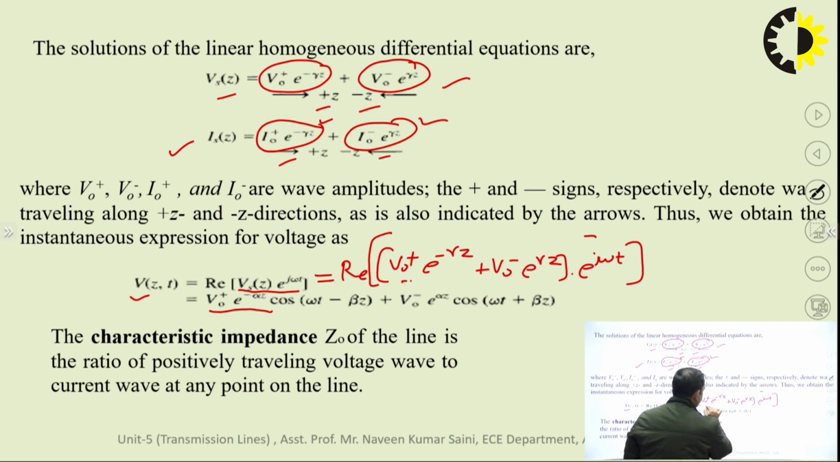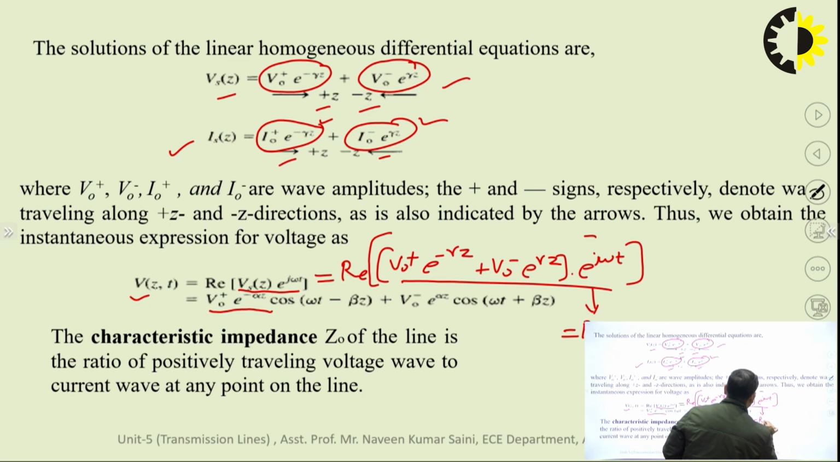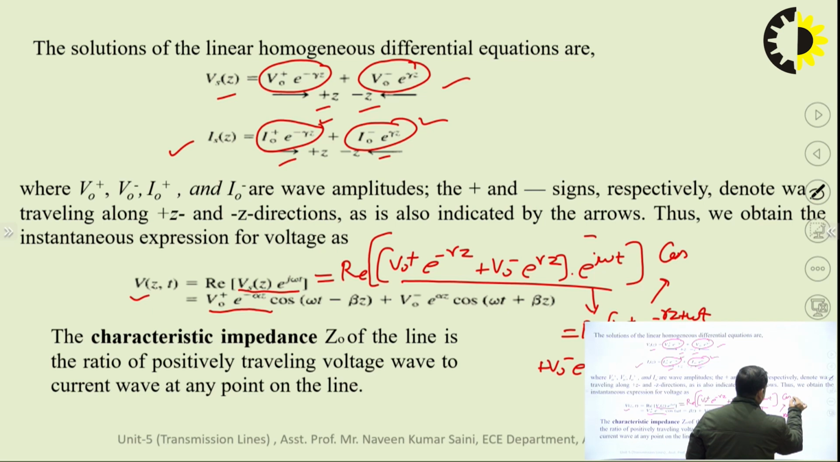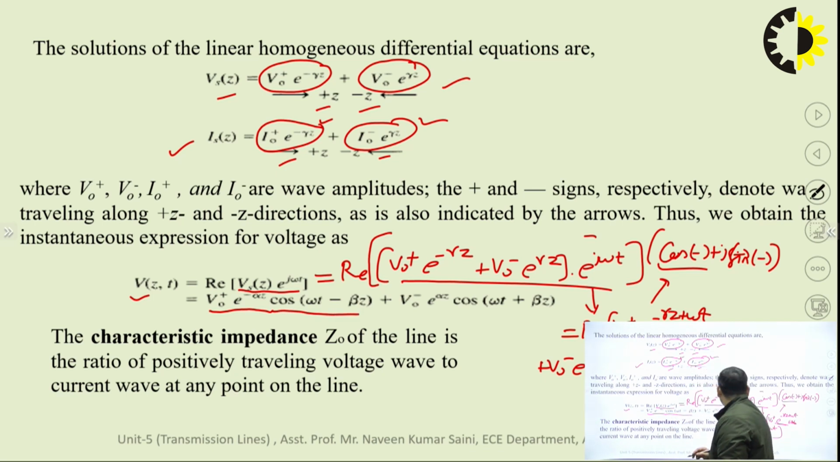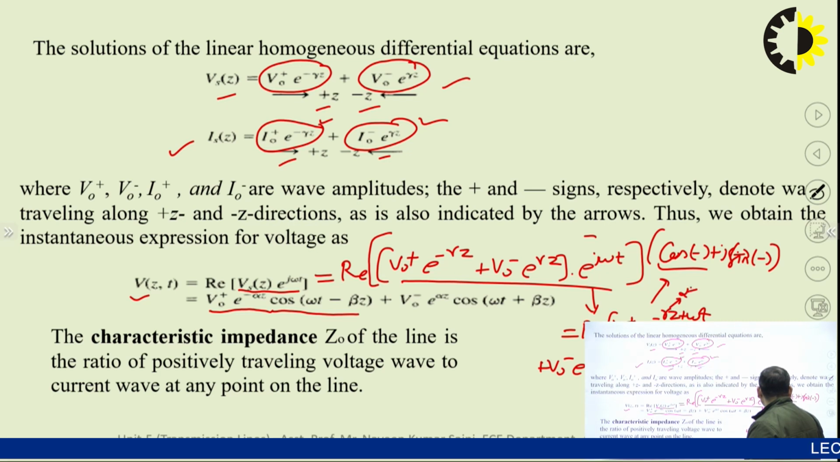Fine. So when you solve this, what we get is the real part of V naught plus e to the power minus gamma z plus omega t, plus V naught minus e to the power gamma z plus omega t. So when we take the real part, as we know, when we convert this into real and imaginary parts, we take the cosine of this value plus j times the sine of this value. So in the real part we will get the cosine term. So here we are taking the cosine term, and we are changing gamma to alpha plus j beta.